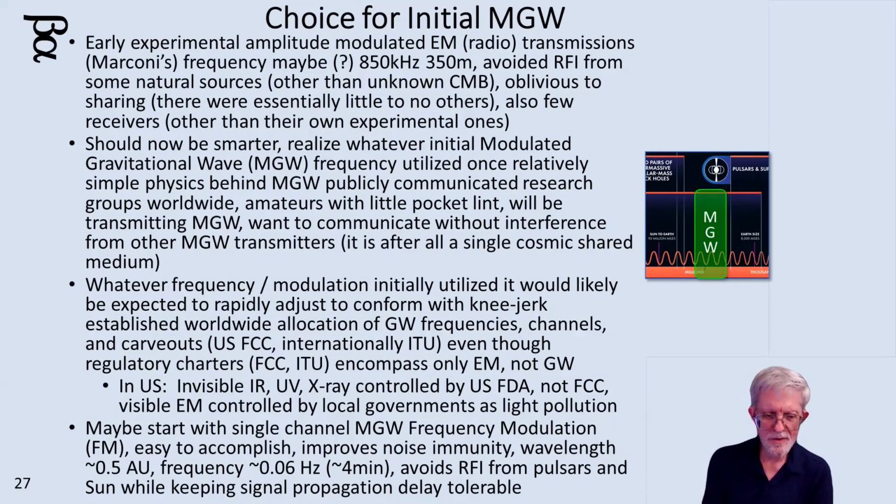That's half the distance from the Earth to the sun at a frequency of about 0.06 hertz, or about 4 minutes per wave peak. That'll avoid the interference from pulsars and from the sun, while still keeping the propagation delay at about 4 minutes. Don't have to wait long for a signal to turn around.